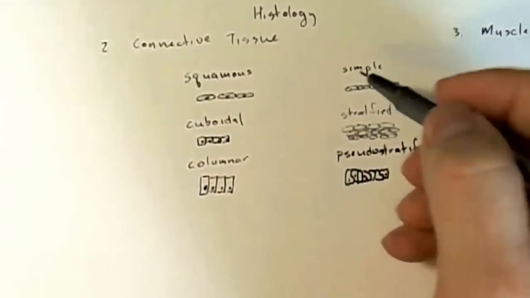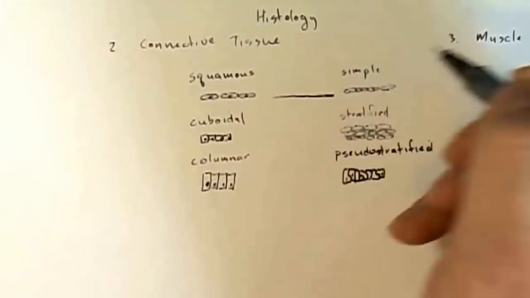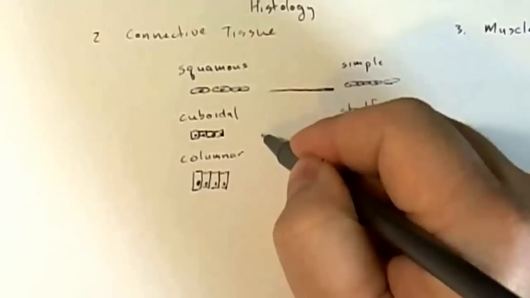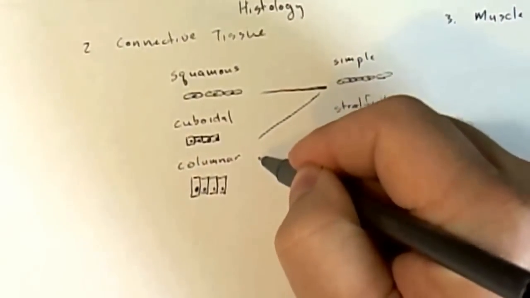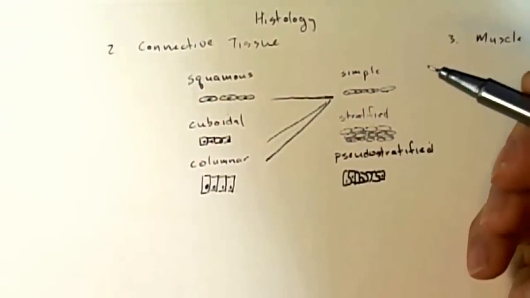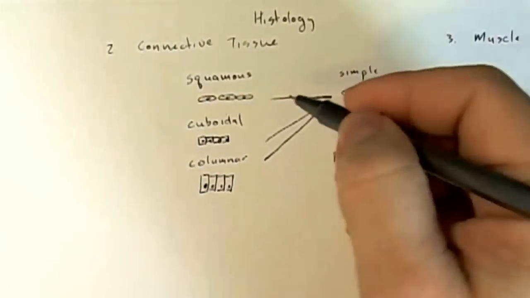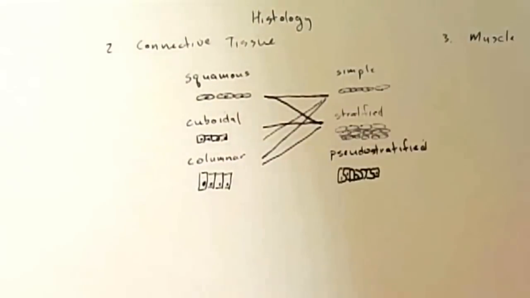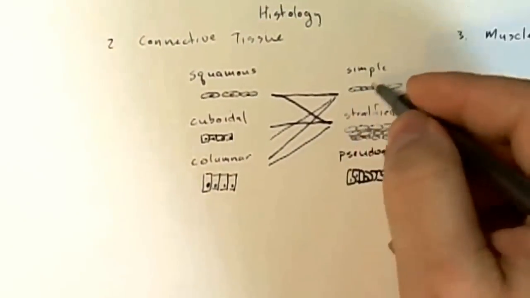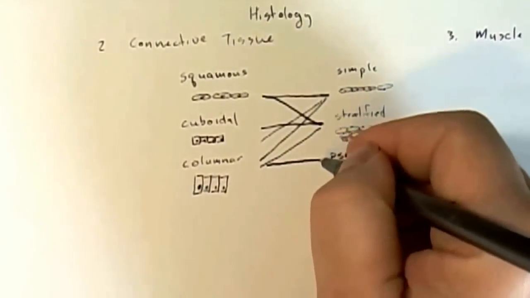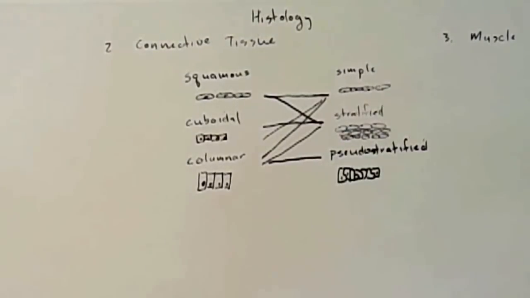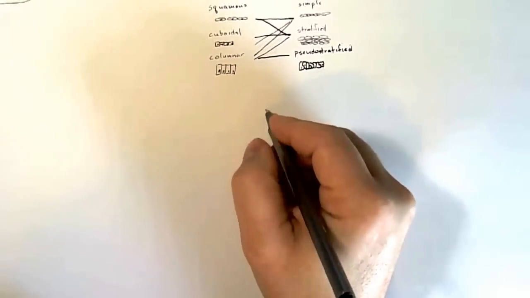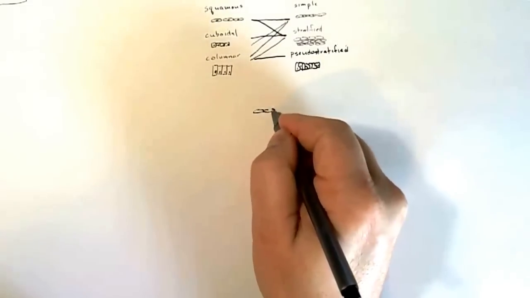Now the thing that gets confusing is you can have simple squamous cells, simple cuboidal, and simple columnar. Missed my line there a little bit. You can have stratified squamous cells, stratified cuboidal, and stratified columnar. The one exception is that there's really only pseudo-stratified columnar. So one of the ways to organize this is I create a little bit of a Venn diagram, and I say, let's do squamous cells first.